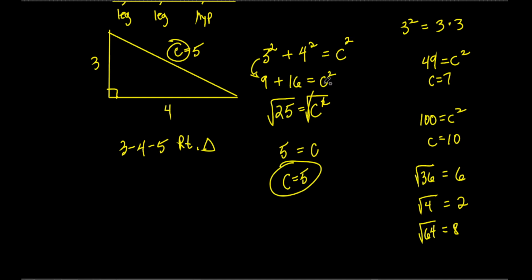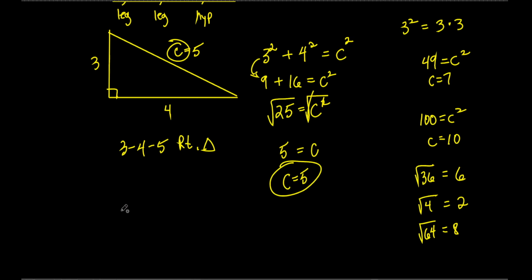So I want to get c by itself. How do I do it? I do the opposite of what's happening here. This is being squared. What's the opposite of squaring something? Taking the square root. So I take the square root of this side. I take the square root of the other side. The square root and the squares are opposites of each other, so they cancel out. What's the square root of 25? It's 5. That's my answer.